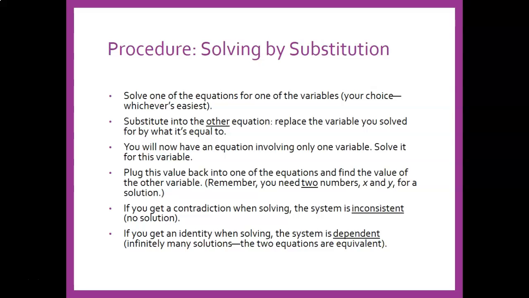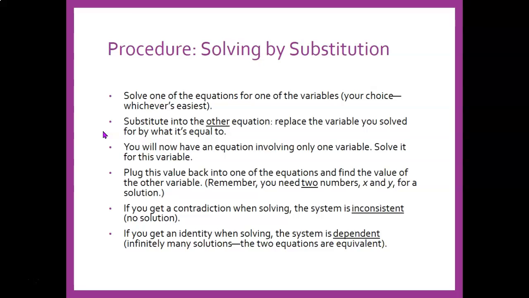Now, sometimes that'll already be done for you, like in the first couple examples, but if it isn't, that's the first thing you have to do. Get one or the other of the equations solved for one or the other of the variables, so it has one variable by itself on one side of the equal sign, equal to whatever it's equal to in terms of that other variable.